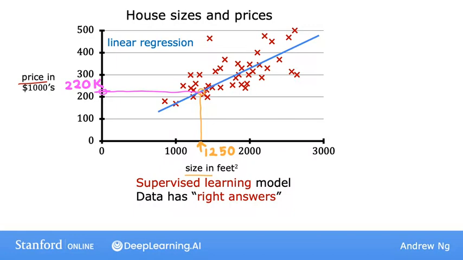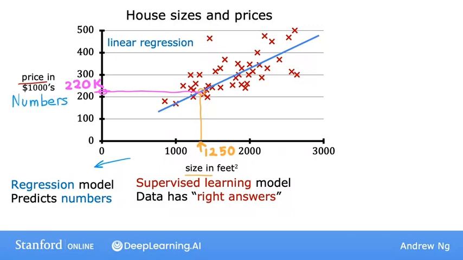This linear regression model is a particular type of supervised learning model. It's called a regression model because it predicts numbers as the output, like prices in dollars. Any supervised learning model that predicts a number such as 220,000 or 1.5 or negative 33.2 is addressing what's called a regression problem. So linear regression is one example of a regression model, but there are other models for addressing regression problems too. And we'll see some of those later in course 2 of this specialization.